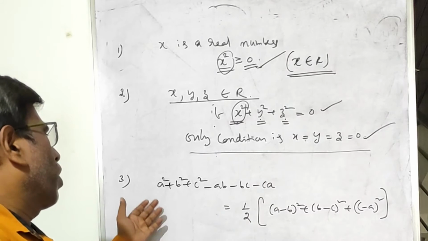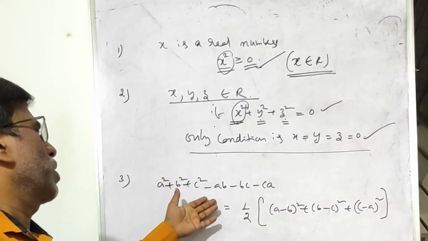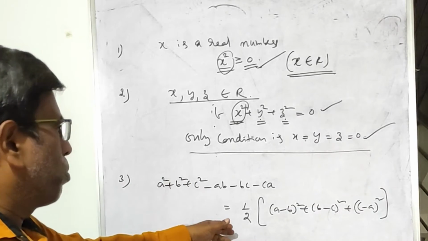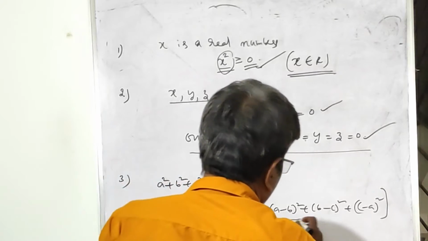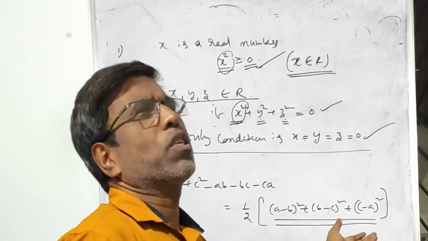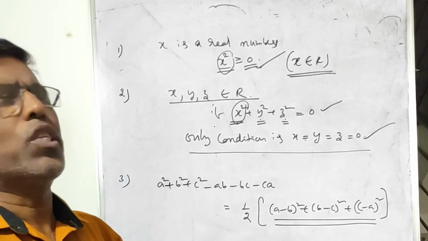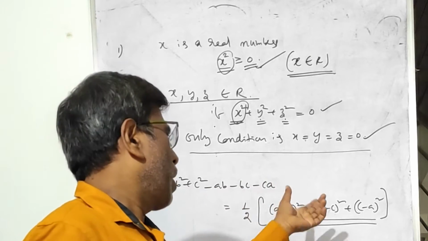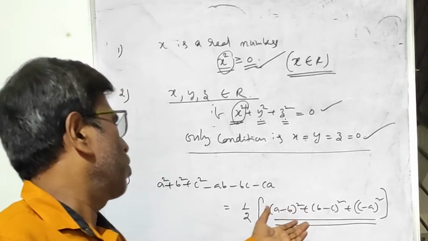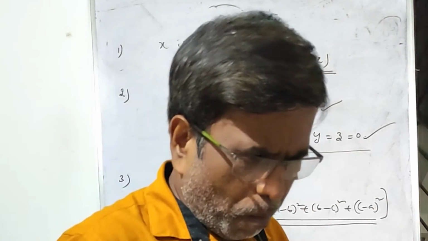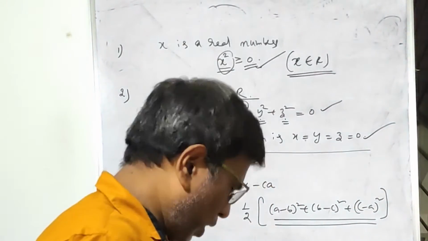One more formula: a square plus b square plus c square minus ab minus bc minus ca. Multiply and divide this by 2, and we get half into (a minus b) whole square plus (b minus c) whole square plus (c minus a) whole square. This is an 8th standard formula. We use this JEE Mains formula in most typical problems. Let me explain some problems based on this.